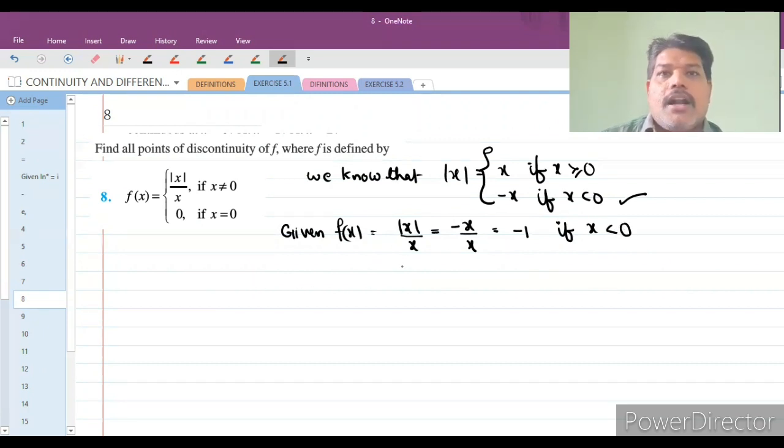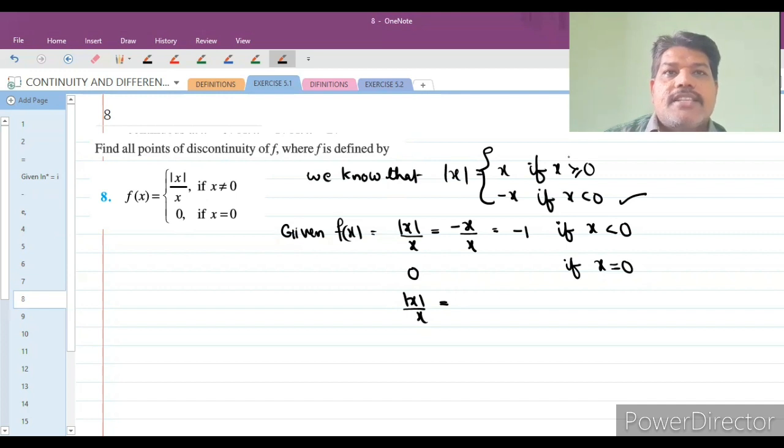Next, this value is 0 if x is equal to 0, as already defined in the given question. If x is equal to 0, automatically this value will become 0. The third case is mod x by x is equal to, next case I will take x greater than 0. If x greater than 0, mod x value will become x only by x.